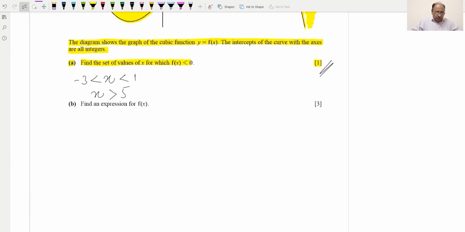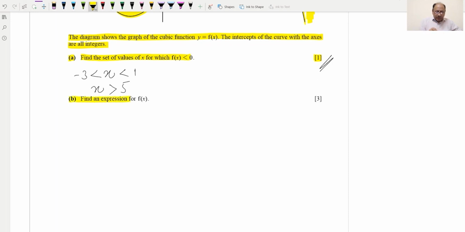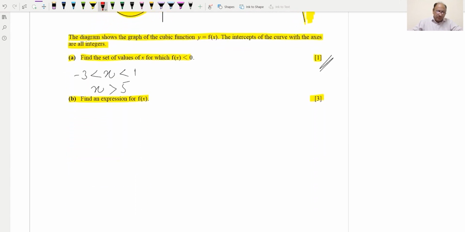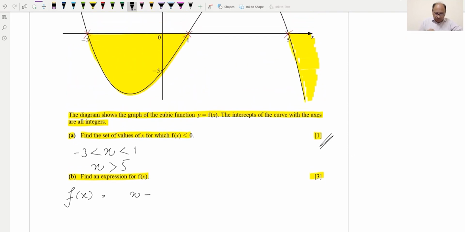Hopefully you understood this. Now part B says find an expression for f of x, and this is a 3 mark question. We will take the expression from the points of x-intercept. So minus 3, 1 and 5. These are the 3 x-intercepts which we can write in f of x. For minus 3 we write x plus 3, the opposite sign, and for 1 we write x minus 1. Similarly for 5 we write x minus 5. So this one we have written.